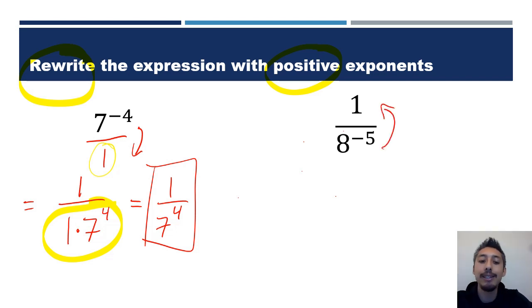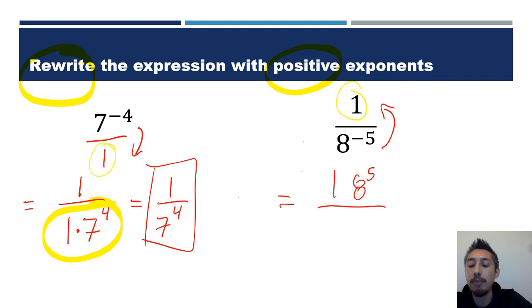So instead of being in the denominator, it's going to move to the numerator. So for this problem, that means that in the numerator, on top of our fraction, we do have 8 to the power of a positive 5. It's not going to be negative anymore, it's going to be positive. But we still have this 1 that was already there from before. So let's go ahead and include that as part of our problem.